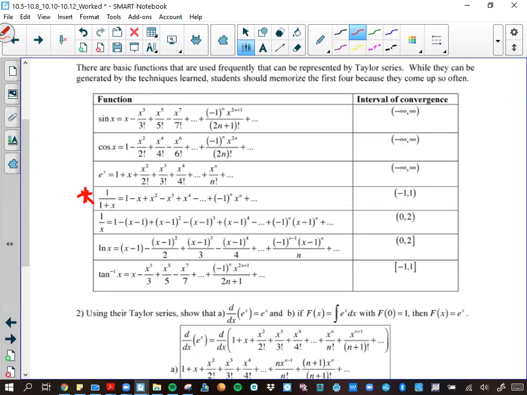Now, where do these come from? These come from actually doing Taylor polynomials to it and finding the coefficients. If you look at each of these functions, they're all centered at 0. So these are Maclaurin series.